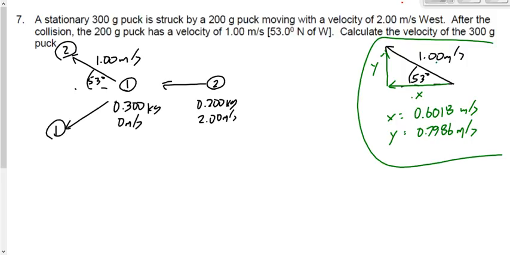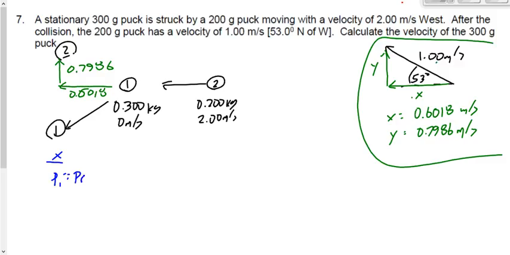All right, now let's replace this. Let's redraw this over here. Object number two is still there, but it's going off this way, X component 0.6018. And it's going off this way, Y component 0.7986. All right, now let's say X components, Y components. Let's say PI equals PF. M1 V1I is zero, right? Because object number one's at rest, plus M2 V2I equals M1 V1F plus M2 V2F.